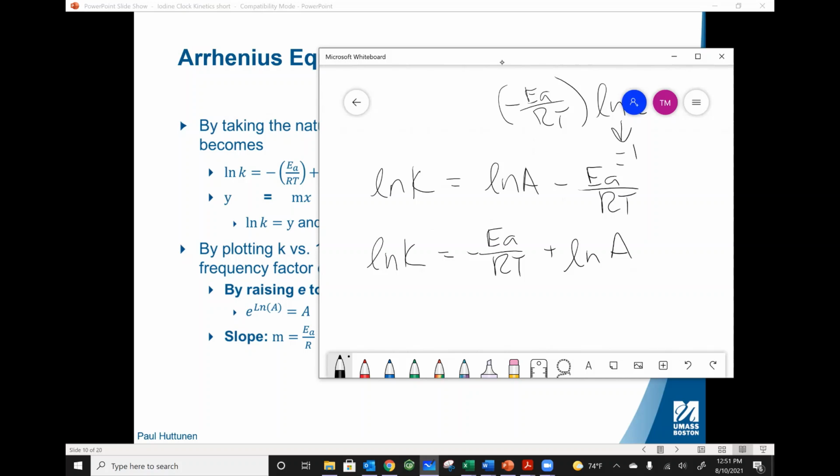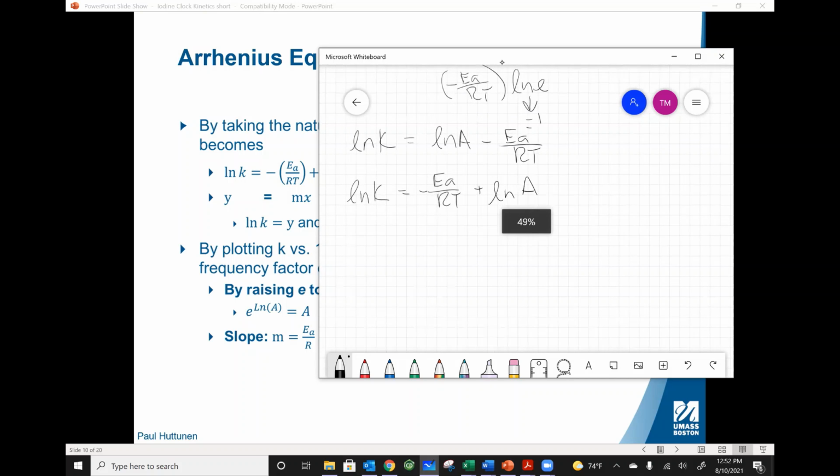Okay, so now let's think of this as an equation of a line. So y equals mx plus b. ln of k is the y, ln of A is b. And so now we just have to figure out what the slope is. So if you remember from what I said before, we will be varying temperature.